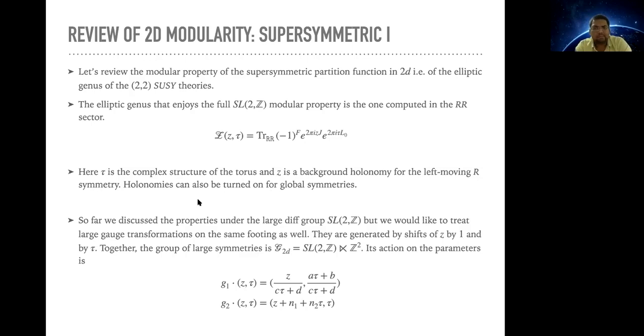So far in our discussion, we talked about the large diffeomorphism group, which is SL2Z, but we would like to talk about large gauge transformations on the same footing as well. In this case, the large gauge transformations are generated by shifts of this holonomy z by 1 and by tau. This makes the group of large transformations, both diffeomorphisms as well as large gauge transformations, equal to SL2Z semi-direct product Z squared. Now this is a semi-direct product because SL2Z acts on Z squared.